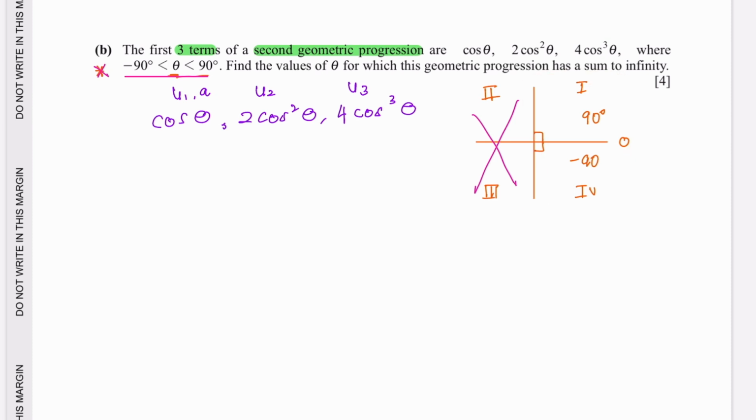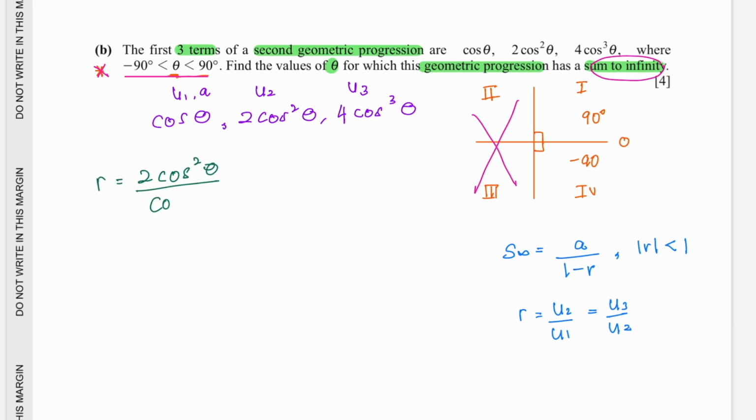Let's continue. We need the values of theta for which this geometric progression has a sum to infinity. Based on the formula list, let's write the formula for the sum to infinity. In this question, we do not need to find the sum to infinity. We just need to find the existence condition, which is this. The ratio for a geometric progression is U2 over U1 equal to U3 over U2. Let's find our R first. So R is going to be cos squared theta over cos theta. Cos can be cancelled, hence R will be 2 cos theta.